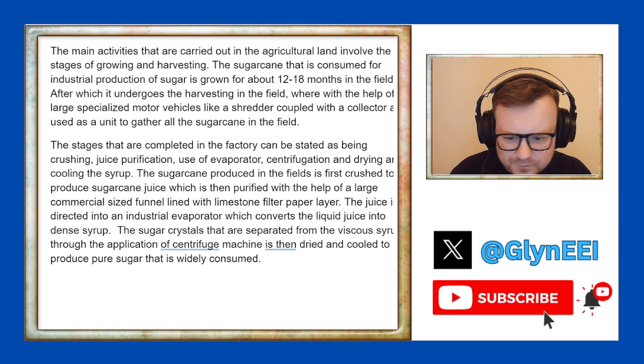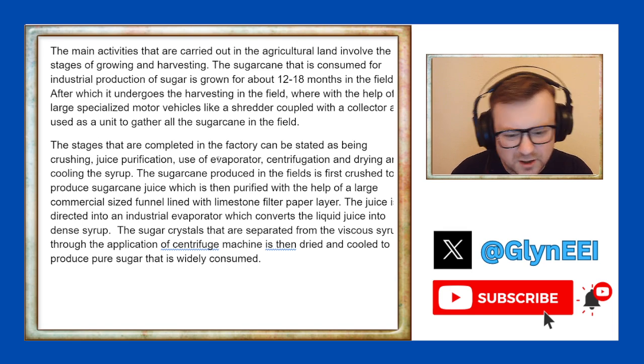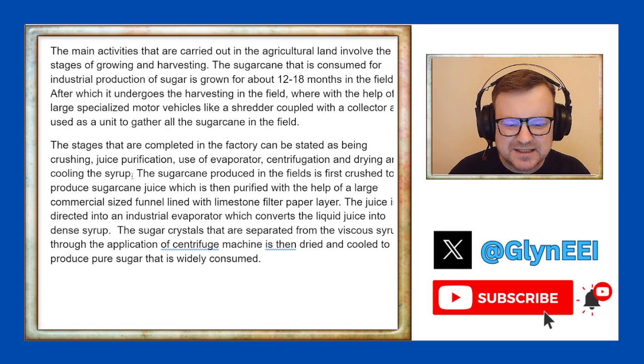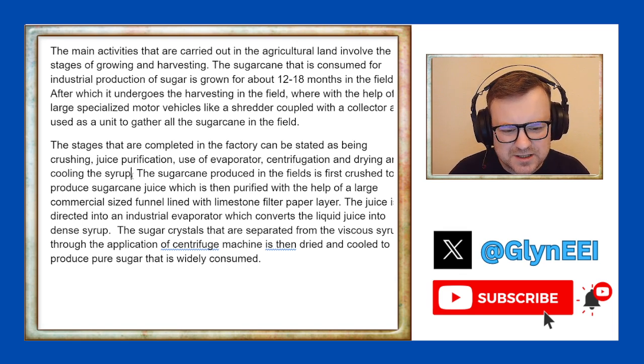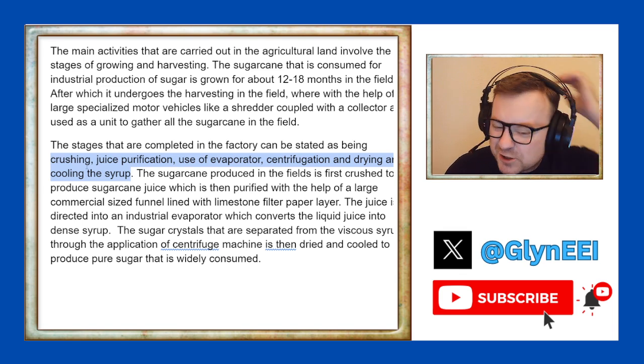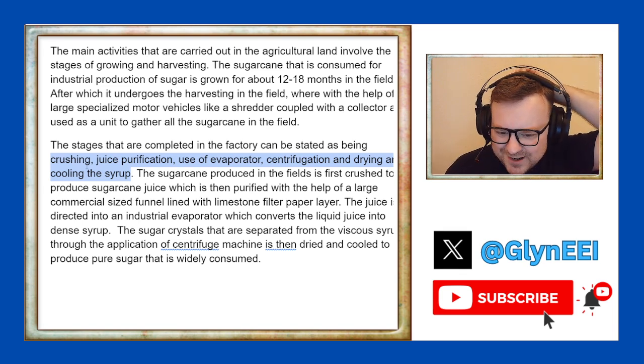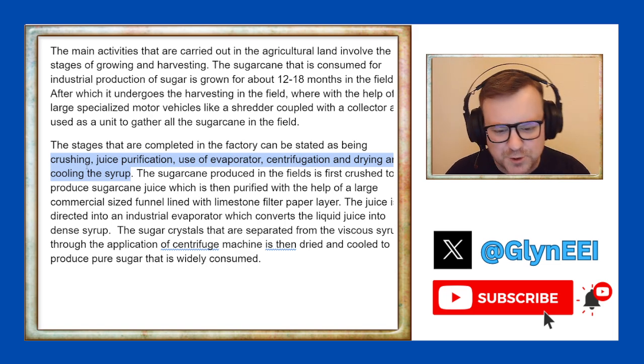But let's see. Crushing, juice purification, the use of an evaporator. So a little bit lacking with articles here. The use of an evaporator, centrifugation, and drying and cooling the syrup. Okay. Now remember, part of the task is selecting the key things, and this seems to be just a bit listy. You know, the candidate has just listed all of the steps. I agree. It's with these process charts. I see why candidates want to include all of the steps.